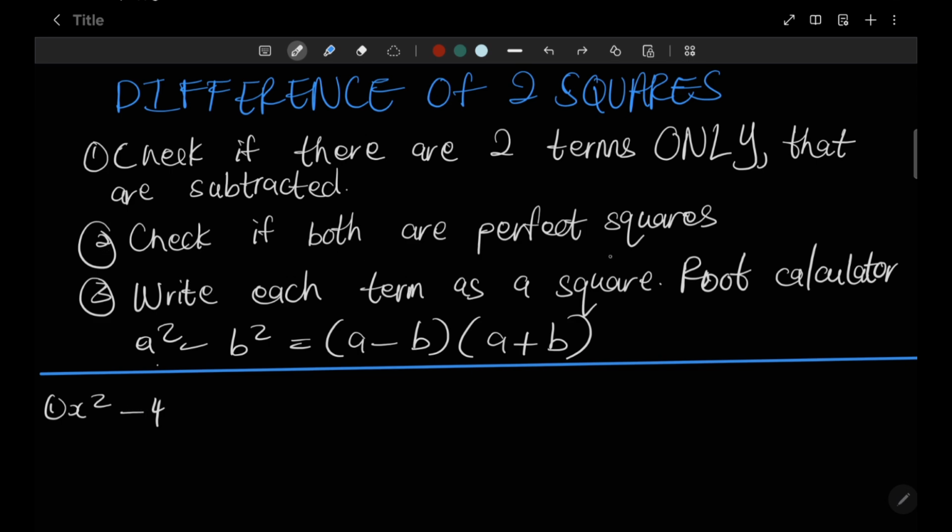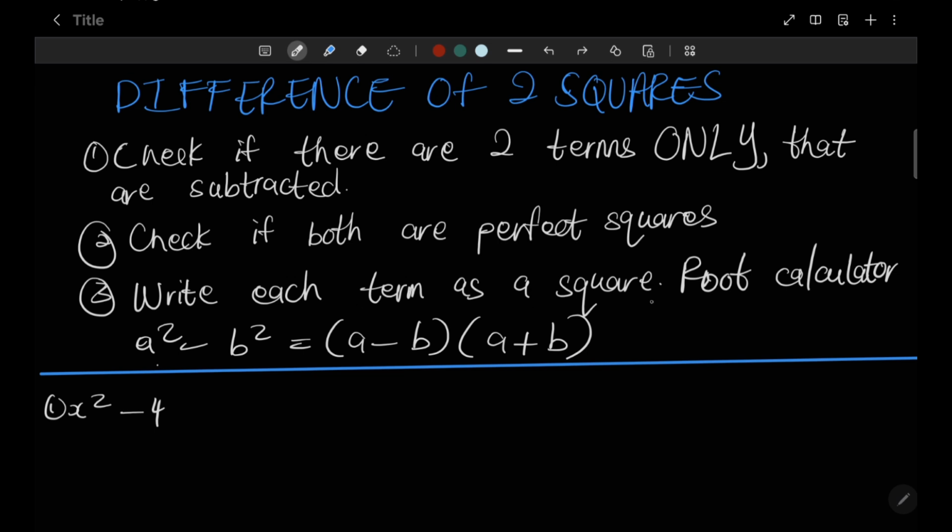Number 2, check if both are perfect squares. X squared is x times x, right? Which means it's a perfect square. Then 4, you know that if you said 2 squared, that's equal to 4. But an easy way to find this is to just put square root of 4 in a calculator and your answer will be 2. When you get a whole number, that is a perfect square. So the square root of 4 is 2. So that is a perfect square. The second condition is checked.